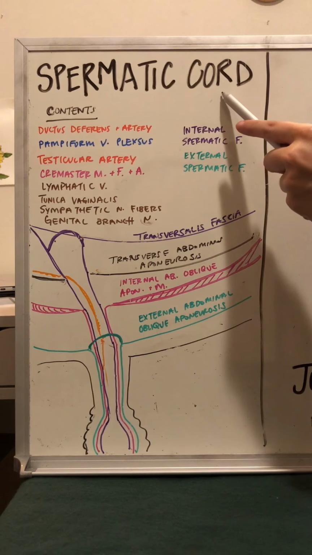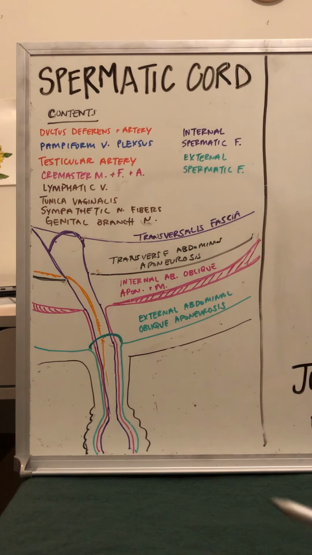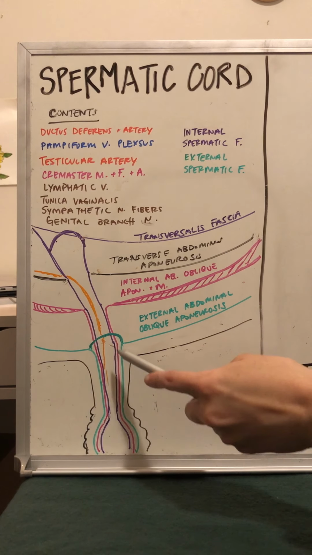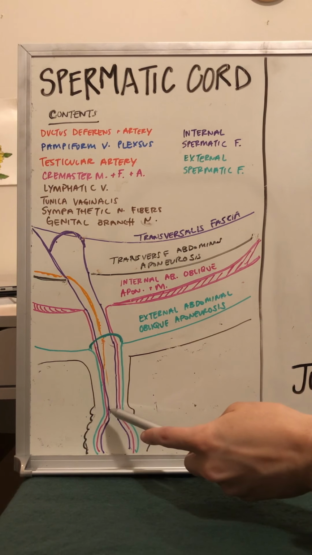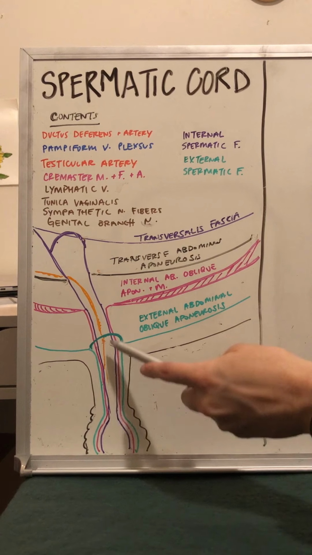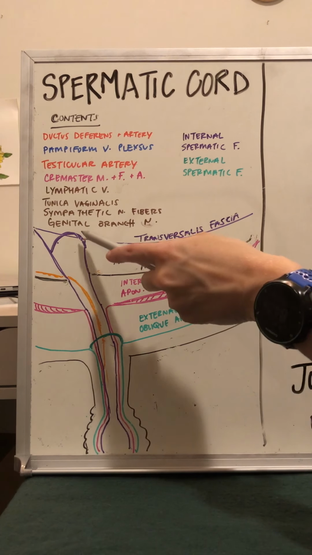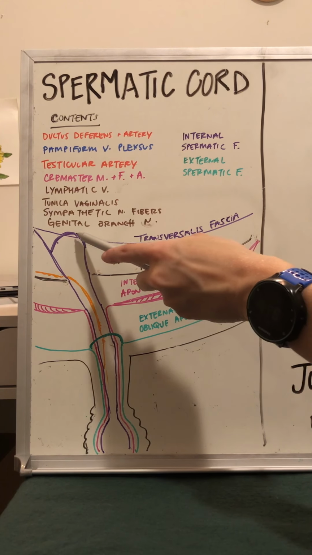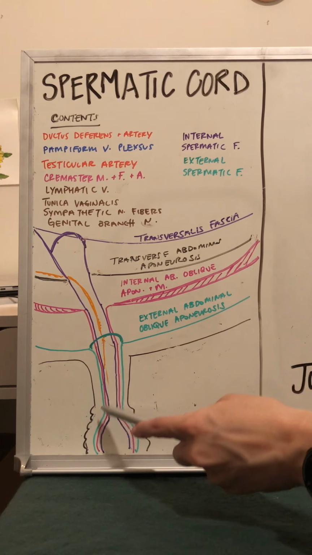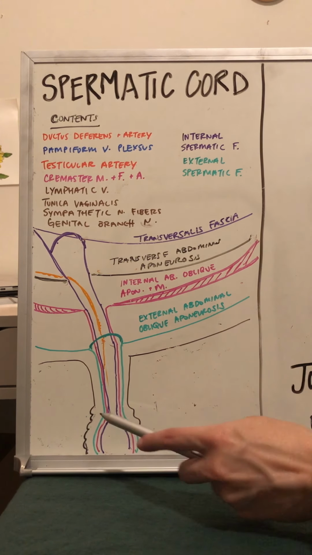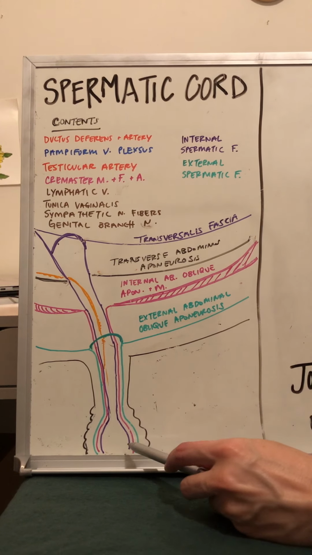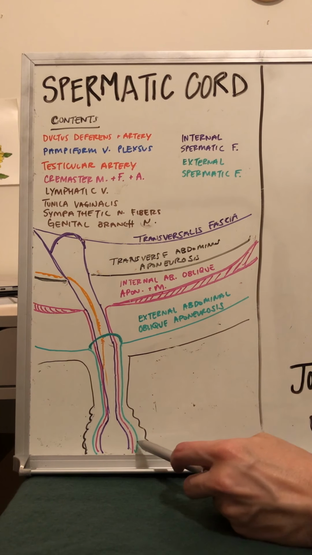Alright, so today we're going to talk about the spermatic cord, and it is essentially a structure that contains all the structures and vessels that run to and from the testes. It is created as the testes descends from the abdominal wall through the inguinal canal and eventually ending in the scrotum. So we'll talk about the layers of the spermatic cord from deep to superficial.